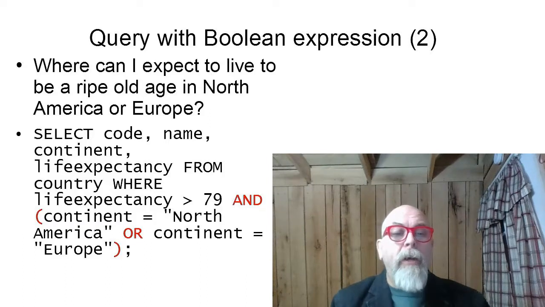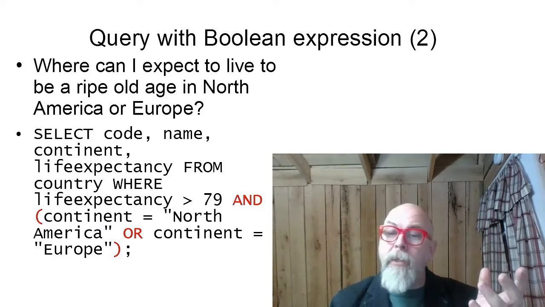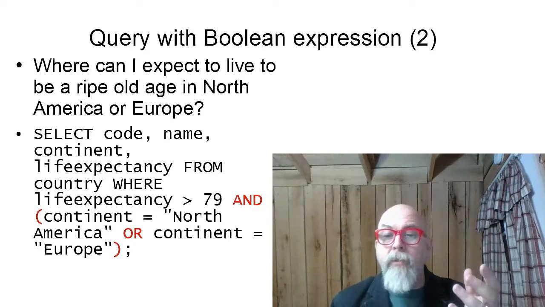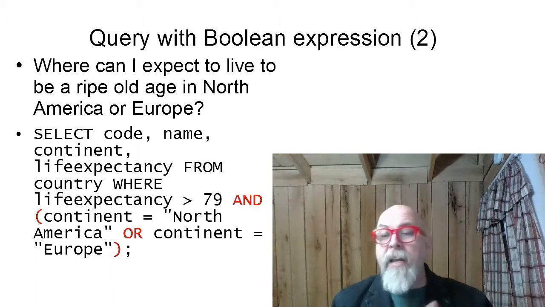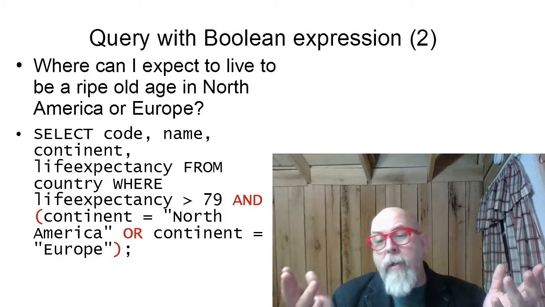So let's take a look at what this statement says. This is a statement that I executed against the database to try to figure out where I want to retire, because I want to retire in either North America or Europe, and I'd like to retire where the life expectancy is rather long. Over 79, that's a good life expectancy. If I live that long, that'd be great, right?